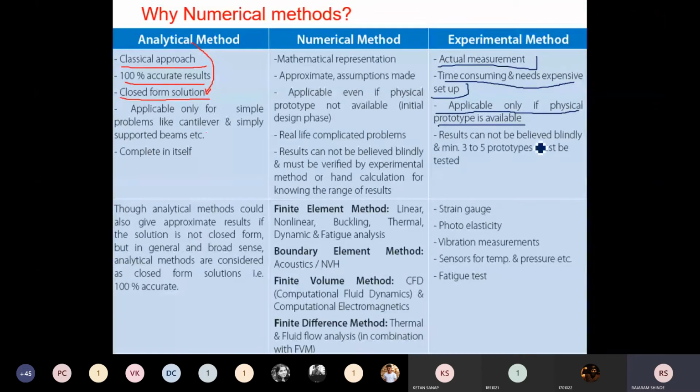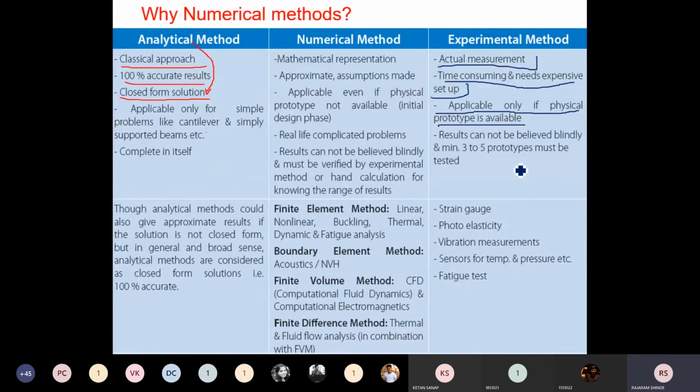Now here, in the experimental method, we cannot believe the results blindly. We have to test 3 to 5 prototypes, then we can believe the results. It is the same as our corona test. We have to test on so many people, then we have to launch that medicine in the market. Same thing we have to do in the experimental method.